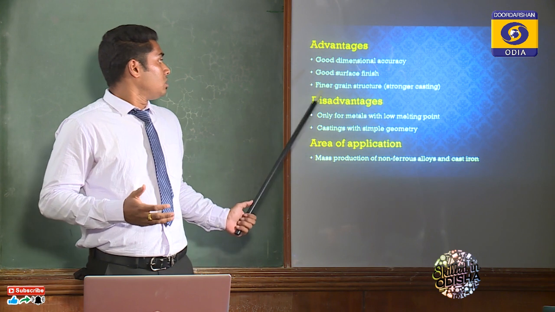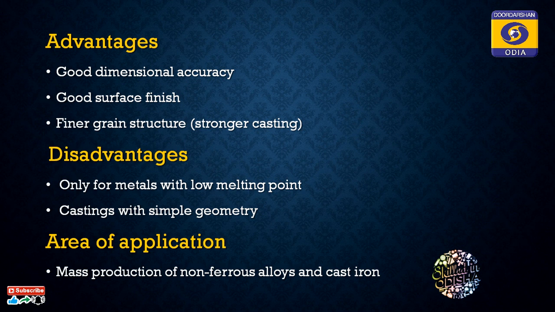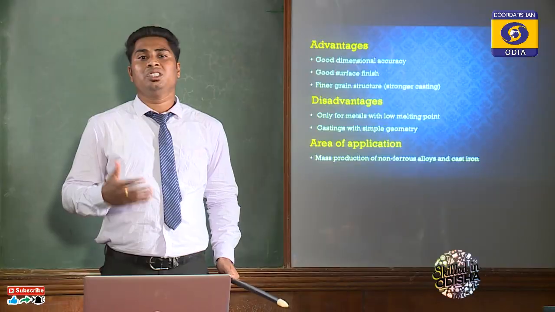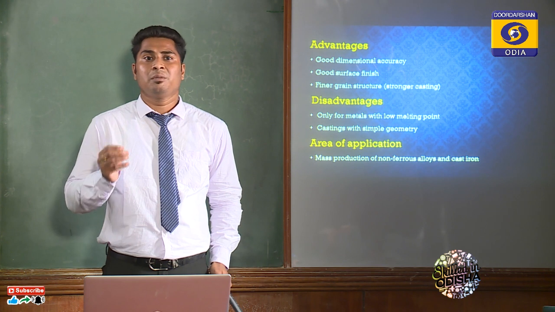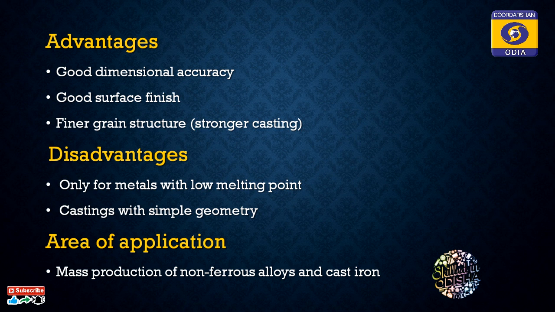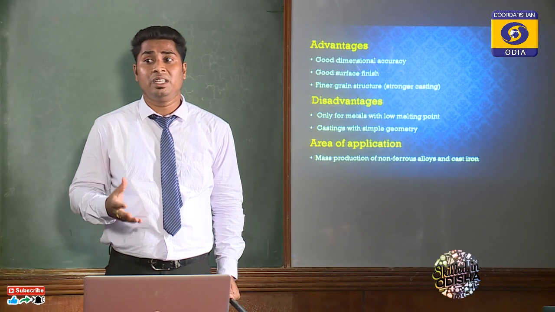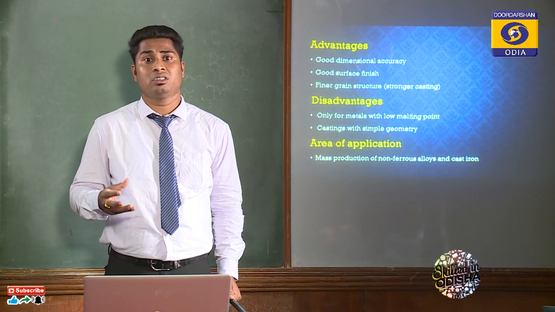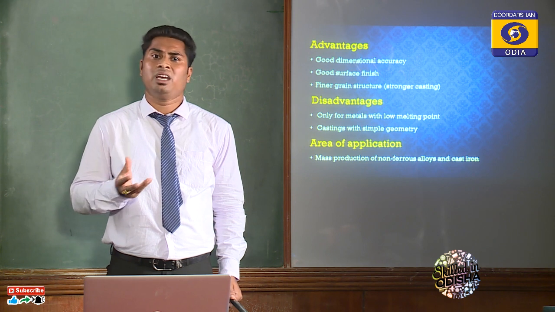What are the disadvantages in permanent mold casting process? It is only used for metals with low melting point. We cannot use this process for very high melting point metal. This is a very major drawback of this process. And this process is only used for simple geometry. We cannot use this process for very complicated, very intricate shape products. We can only produce very simple and small parts by using this process.